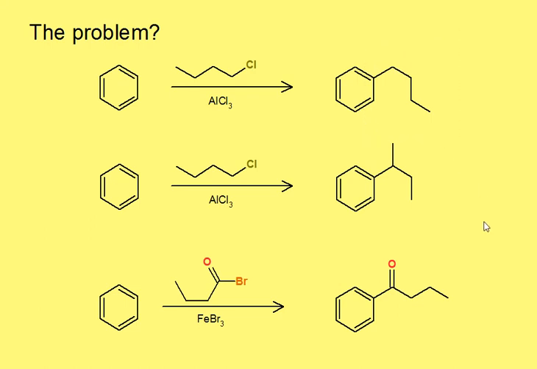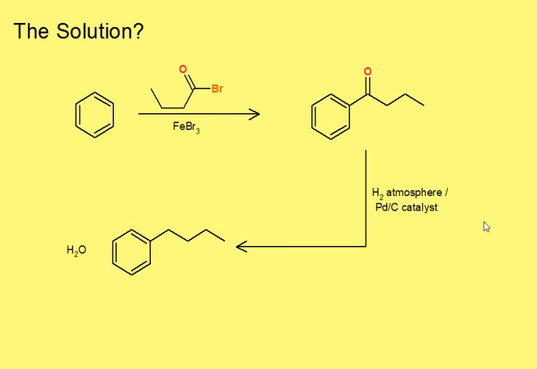So what's the ultimate solution? Well, what we can do is use that last method, the Friedel-Crafts acylation. And then with hydrogen in a hydrogen atmosphere, maybe about 2 or 3 atmospheres of hydrogen, and palladium on charcoal as a cheap catalyst, we can actually reduce that carbonyl group to give us the alkyl chain that we wanted. So a multi-step synthesis is probably the answer whenever we want alkylation of a benzene ring.